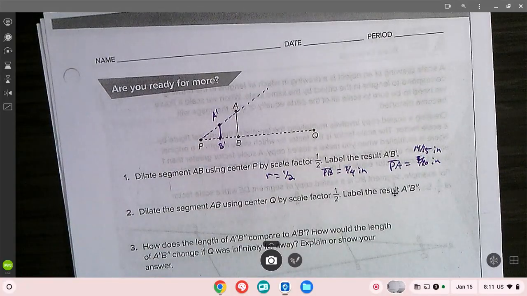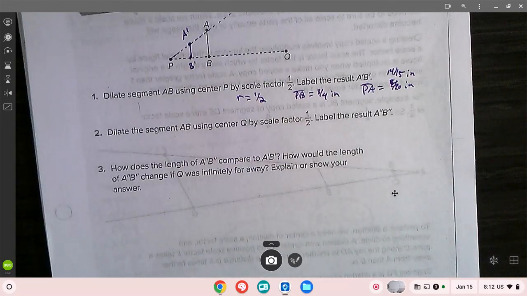So Chase's hypothesis so far is correct. The segment that we dilate is going to have its distance reduced by the scale factor as well. So let's see if that's true for our next one as well. Okay, so let's go ahead and go to question number 2.